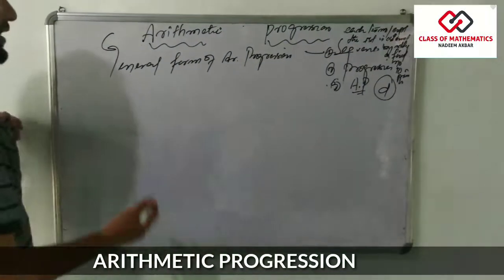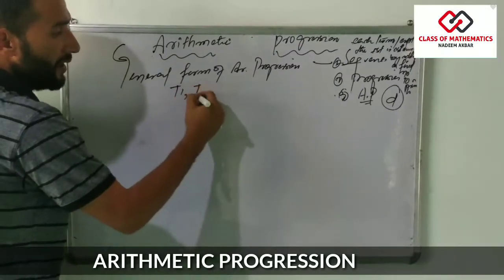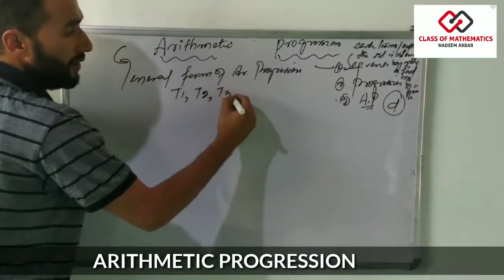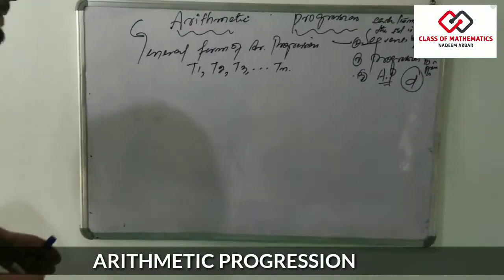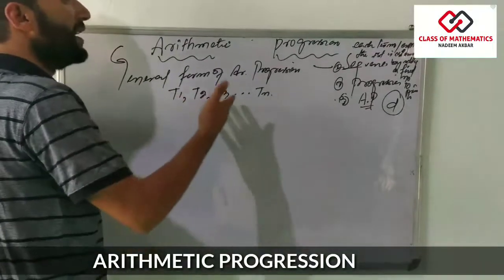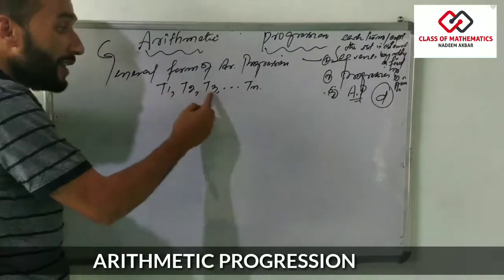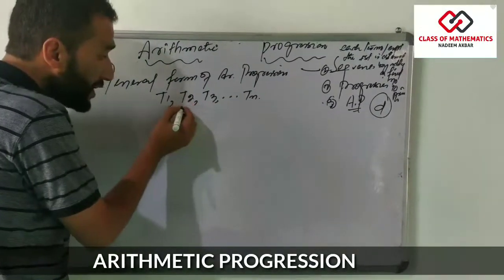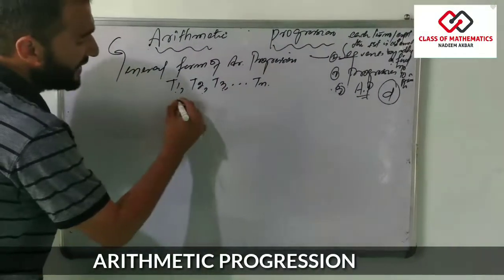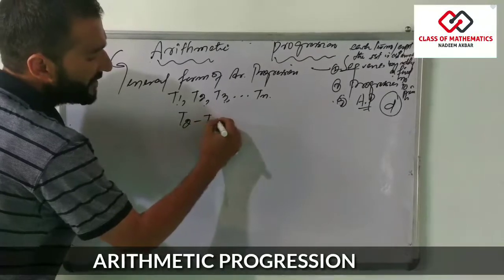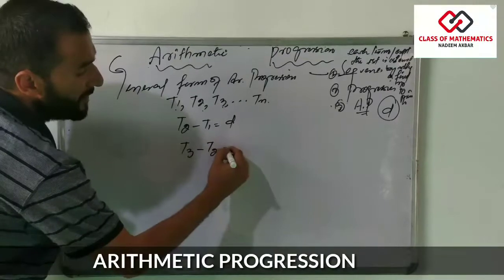मैंने आपको बोला है अभी तक, suppose मेरे पास कोई भी arithmetic progression है, let its terms be T1, T2, T3 up to Tn. ये तभी अर्थमेटिक प्रोग्रेशन होगा कि अगर मैं इन दो को सब्ट्रैक्ट करूं, वो बराबर होना चाहिए. That means the difference between these two terms must be equal to the difference between these two terms. So in other words I can say that T2 minus T1 must be equal to D, or I can say that T3 minus T2 must be equal to D.